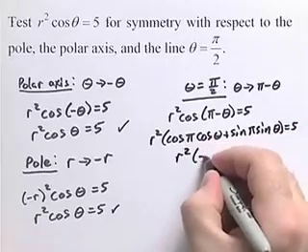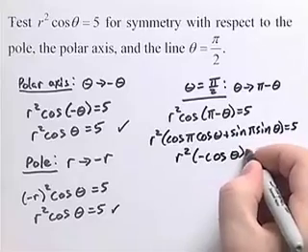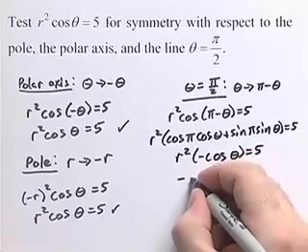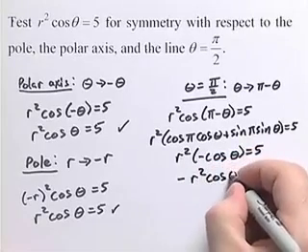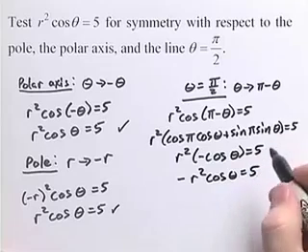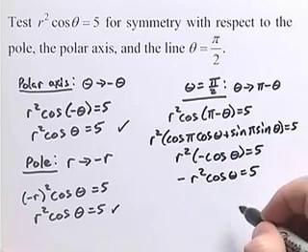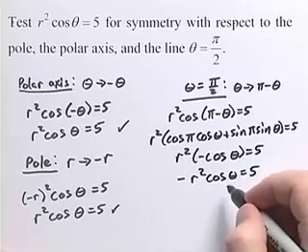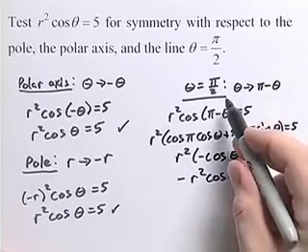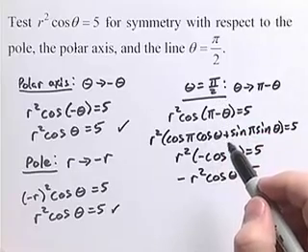We'll get r squared times negative cosine theta is equal to 5, or negative r squared cosine theta is equal to 5. This is not the same equation that we started with, so this fails our test. However, all we can say at this point is that it may or may not be symmetric around the line theta equals pi over 2.